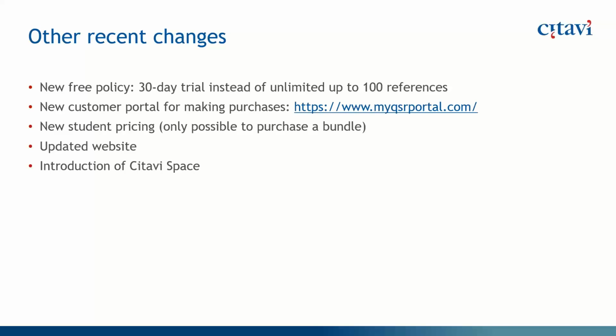We've also changed our website around a little bit, and we've introduced Citavi Space. And Citavi Space is just the option to purchase additional cloud storage space. So you have the option of 5 gigabytes or 50 gigabytes, and that's for a 12-month period. So pretty similar to other cloud services like Google Drive and things like that.